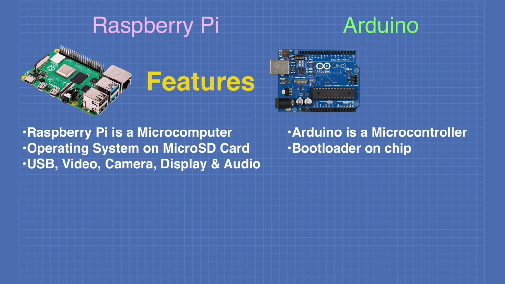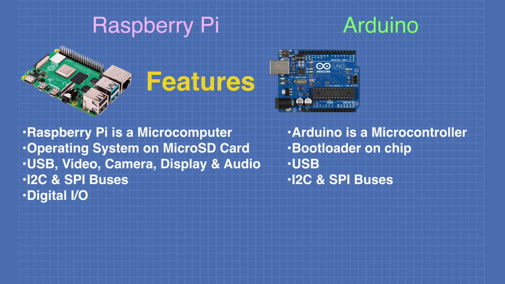The Raspberry Pi has USB, video, camera, display, and audio connections. The Arduino has a USB connection. The Raspberry Pi has I2C and SPI buses. The Arduino also has I2C and SPI buses. The Raspberry Pi has a number of digital I/O ports. The Arduino has both digital I/O ports and analog input ports.